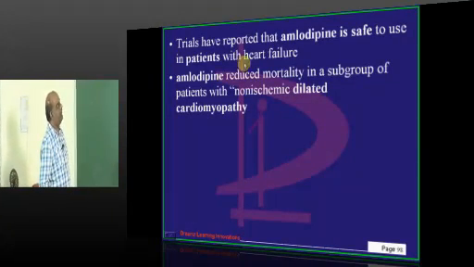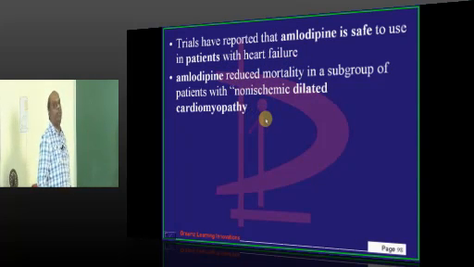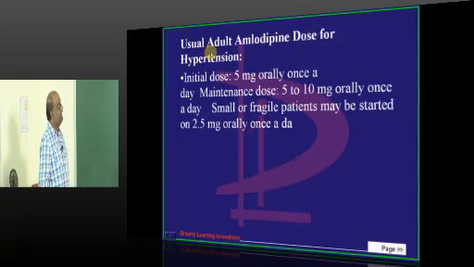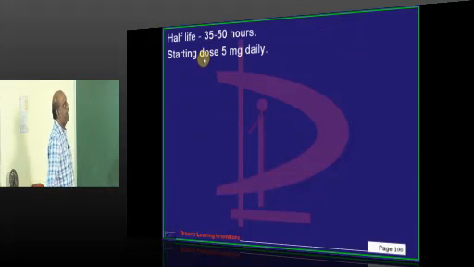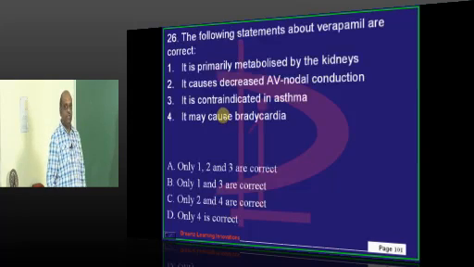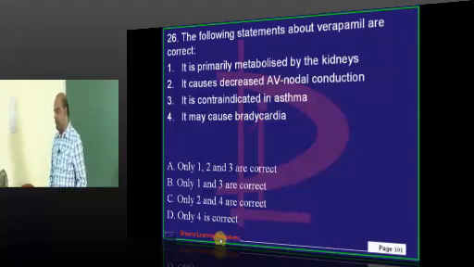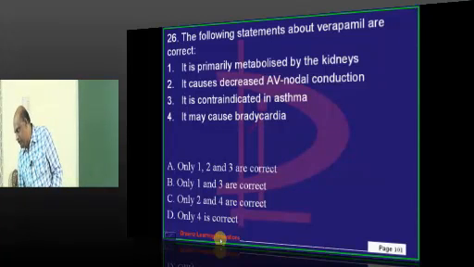Amlodipine is safe to use in patients with heart failure. It reduces the mortality in the non-ischemic dilated cardiomyopathy subgroup of patients. And initial dose is 5 mg orally once daily. And maintenance dose is 5 to 10 mg orally once a day. Half-life is 35 to 50 hours. And the starting dose is 5 mg daily. Now, question number 26. Give me one confident answer, doctor.